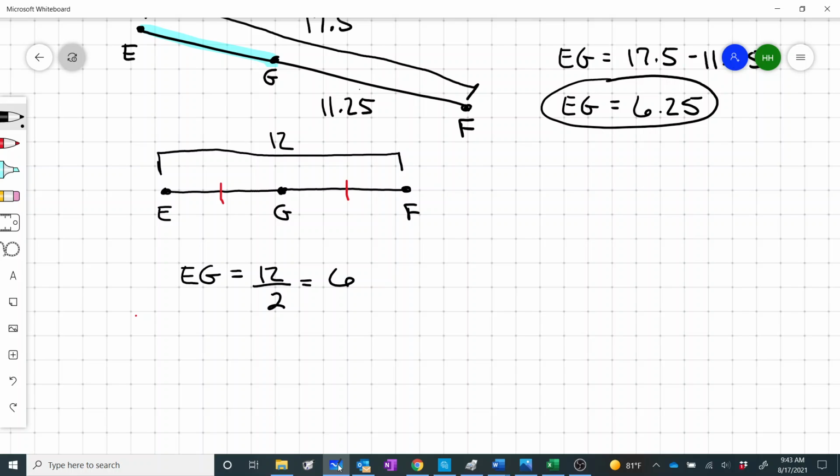What if there were 3 even pieces, equal pieces? And then you divide it by 3, right? Good. All right.